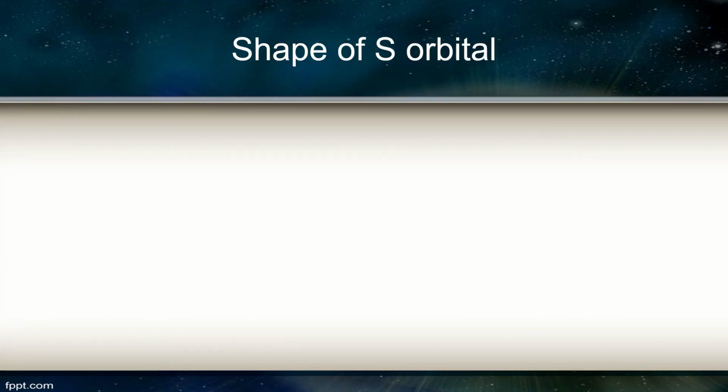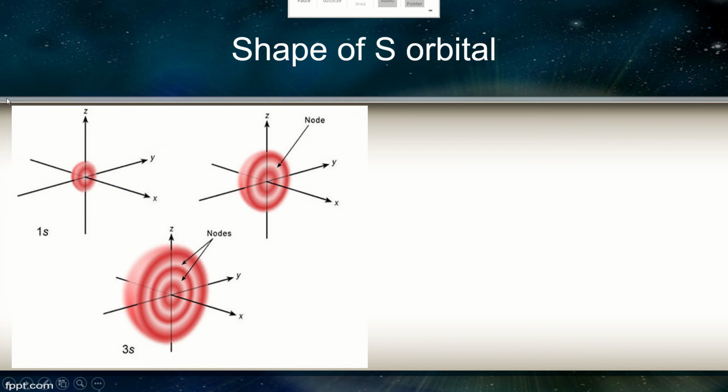Now look, s orbital, 1s, 2s, 3s. Look, this 3s orbital. Here, there is some empty space between two orbitals. This empty space is called a node, and there is no possibility of finding an electron. In 3s orbital, there are two nodes. In 2s orbital, there is only one node. In 1s orbital, there is no node.